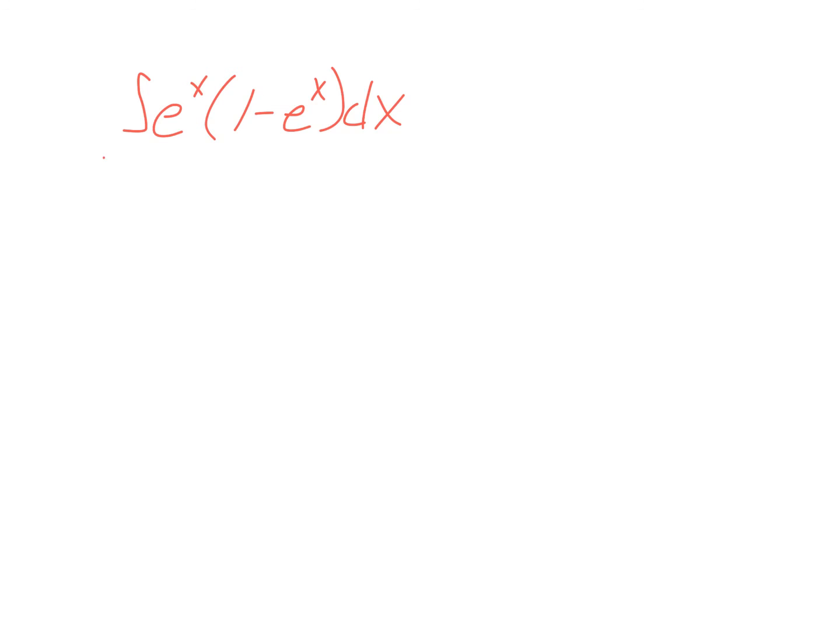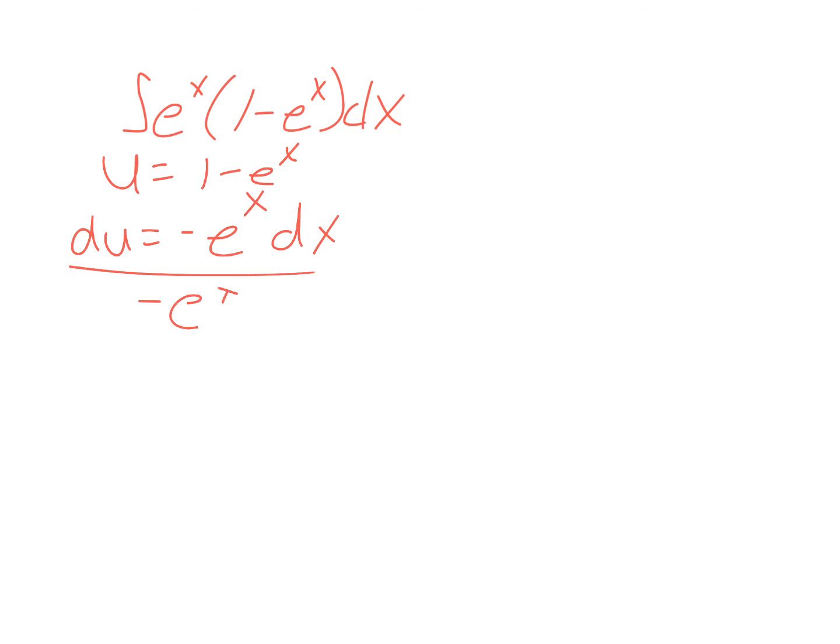Let's try u substitution again for this one here. So let's make u that 1 minus e to the x. Du is equal to negative e to the x dx. Divide by negative e to the power of x. Du over negative e to the power of x equals dx. Substitute that in.